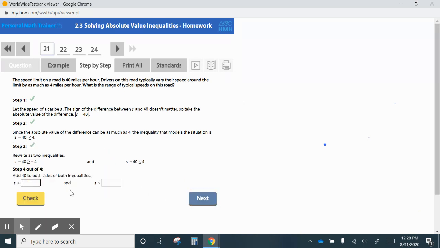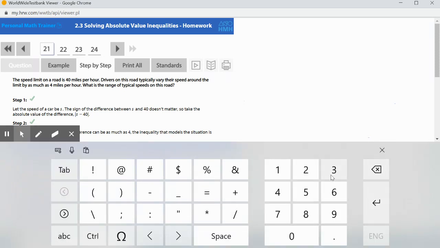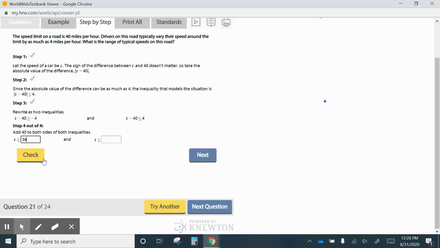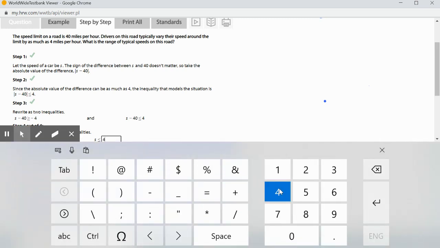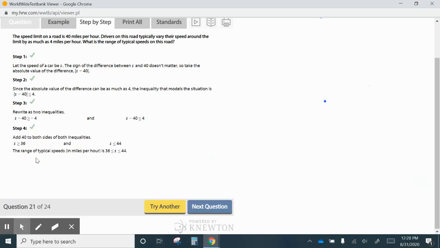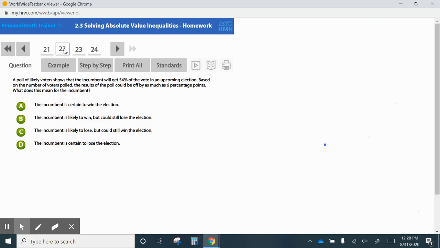Add 40 to both sides. So negative 4 plus 40 is 36. And when you add 40 to 40, you get 44. Okay, that's question 21. Let's look at question 22.